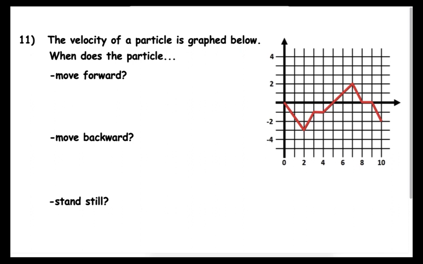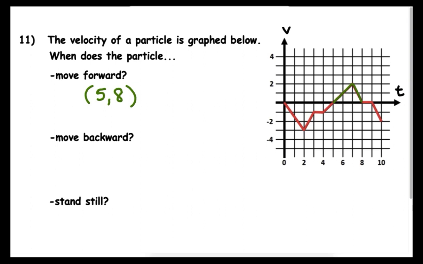Number 11. The velocity is graphed below. This is a different graph. When does the particle move forward, move backward, stand still? Again, that doesn't seem too hard. Since this is a velocity time graph now, remember that the first graph was position time, but this is velocity time. So if you want the particle to move forward, you simply want it to have positive velocity. Where does that happen? Well, it happens between 5 and 8. Right in that green section where the graph is above the t-axis in this case.